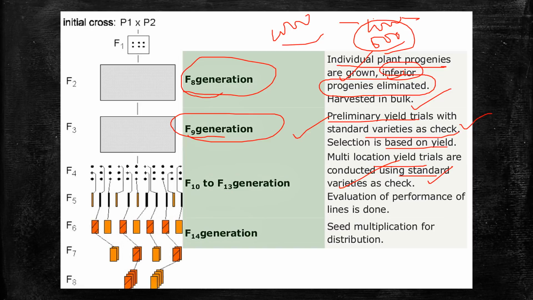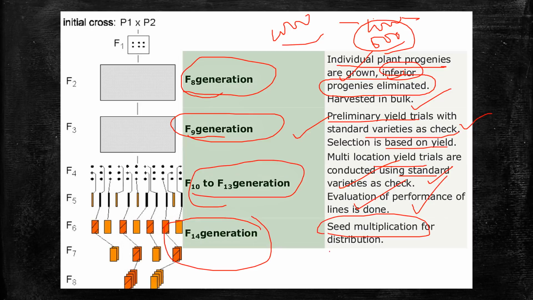In the F10 to F13 generations, the performance evaluation is done. Finally, in the 14th generation, the seeds are multiplied and distributed to the farmers. So it takes a hell of a lot of labor and time to finally give the best possible varieties to the farmers. This is how the procedure of the bulk method works out.